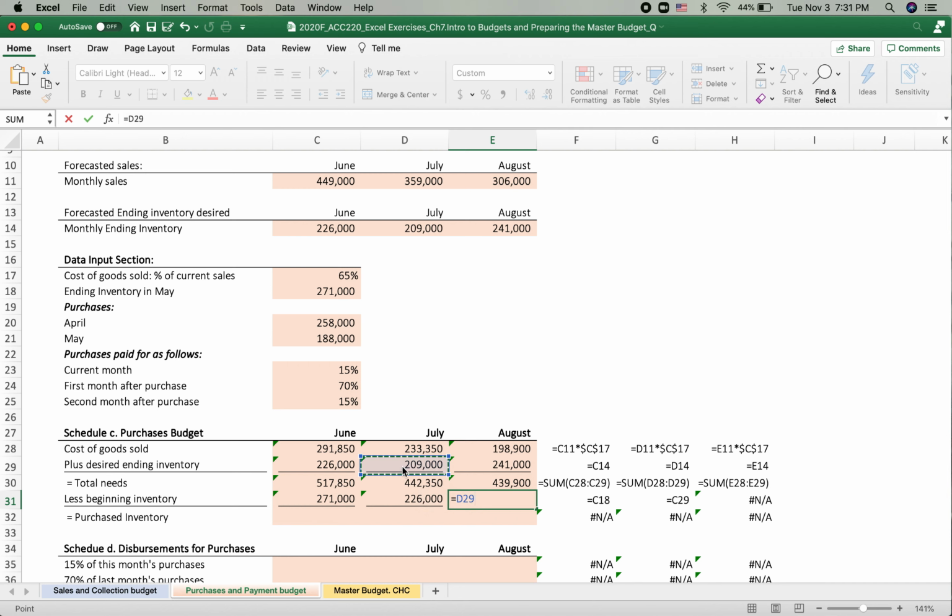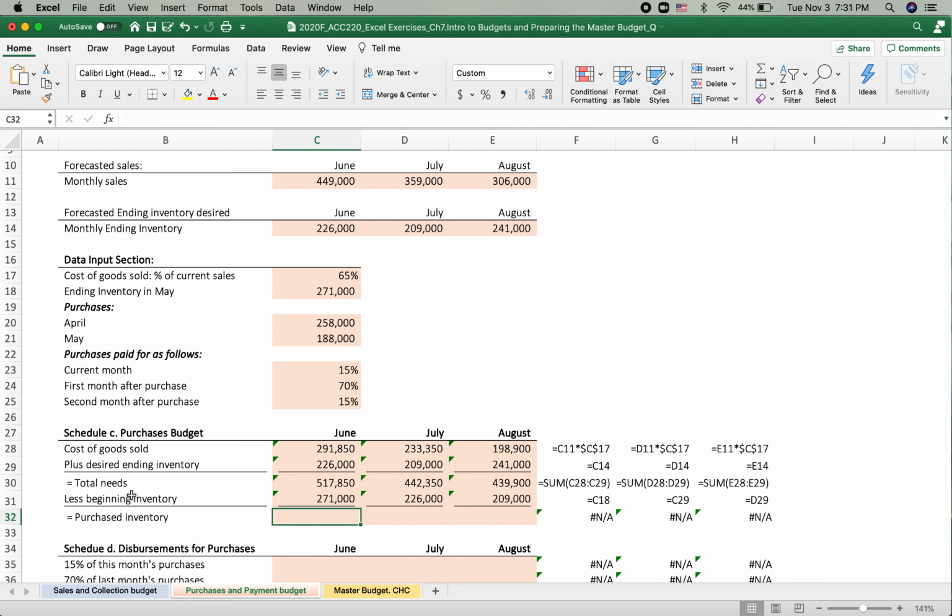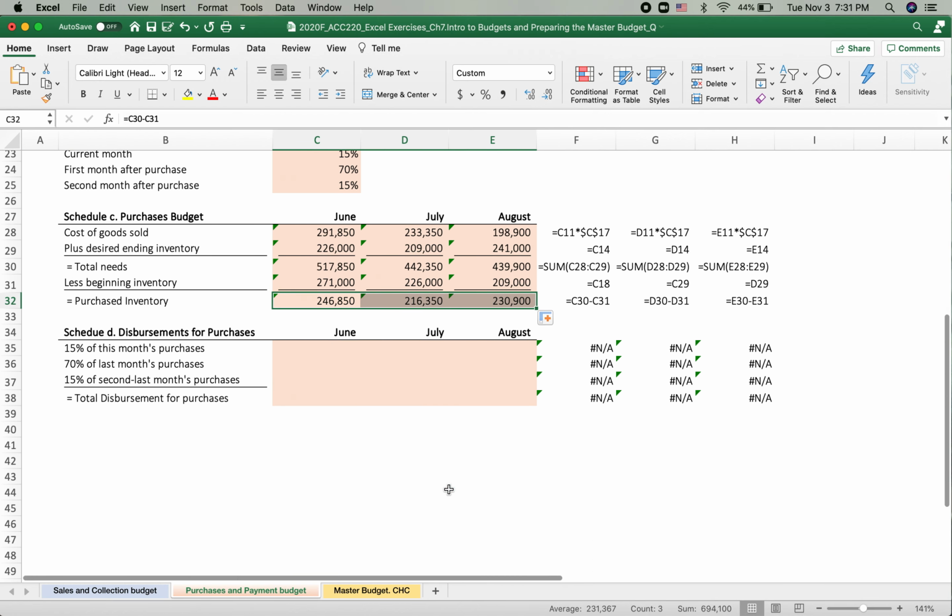209,000 should be here. And then now the calculation is total need inventory, the cost of goods sold plus the desired ending inventory, minus the beginning inventory, and now we have the purchased inventory budgeted. We need to purchase this inventory by this amount. Now we got it. So 246,850. In the same way, we got the budgeted inventory purchase.